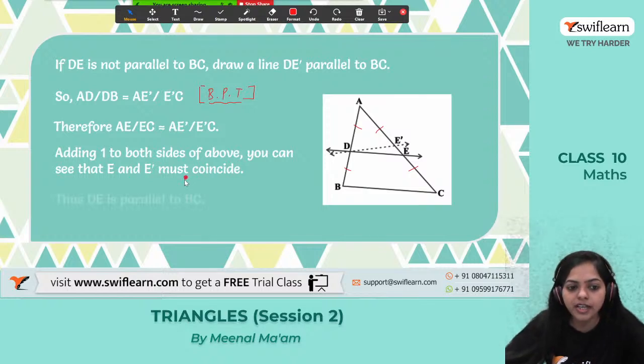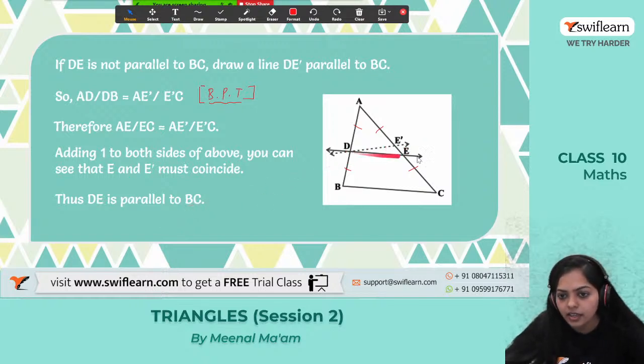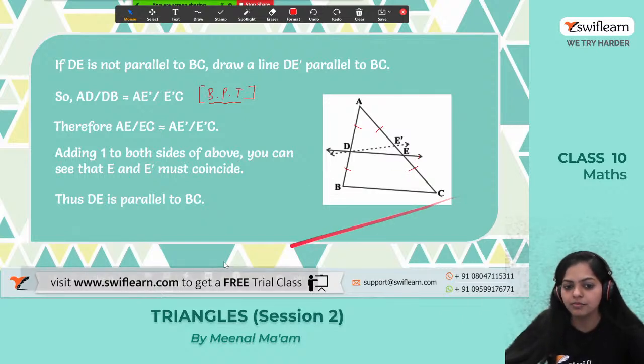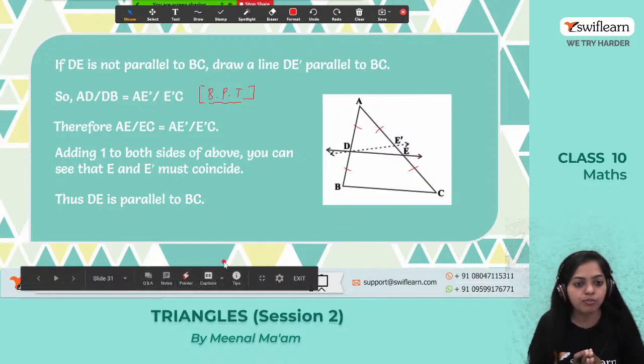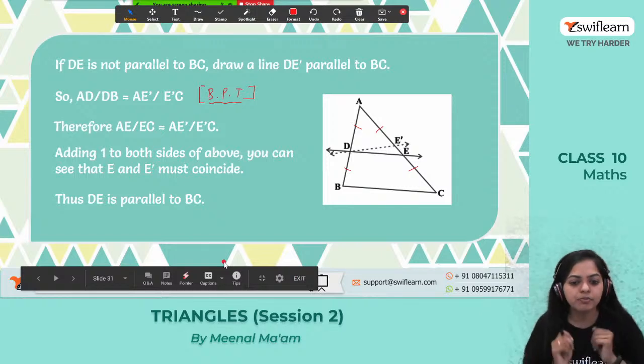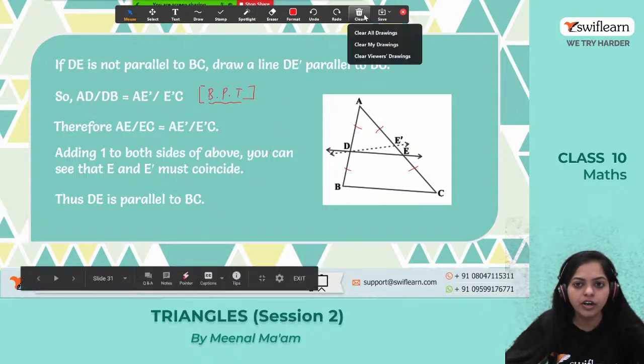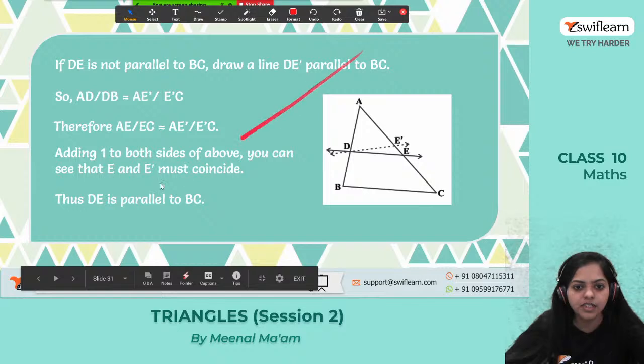So if they coincide, we can say that DE is parallel to BC. They are not different lines. So DE is parallel to BC. Got it? In this way, we can prove the converse of the basic proportionality theorem. Got it, everyone? Till here, any doubt?